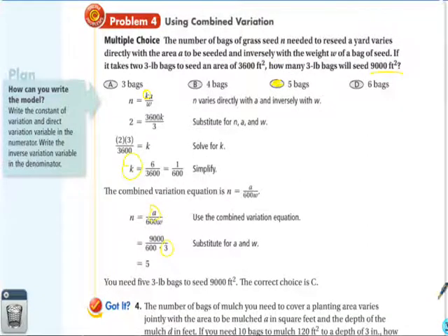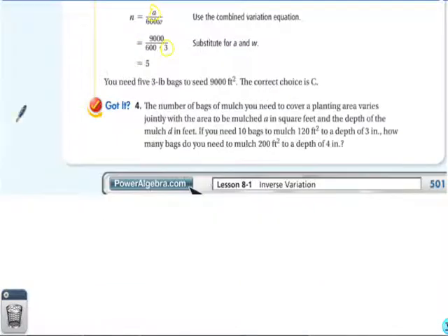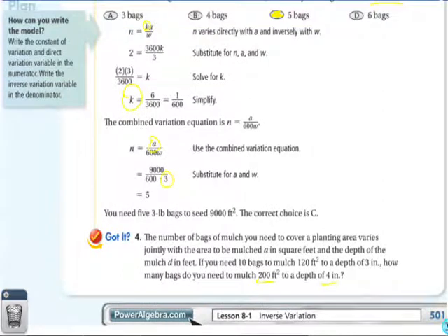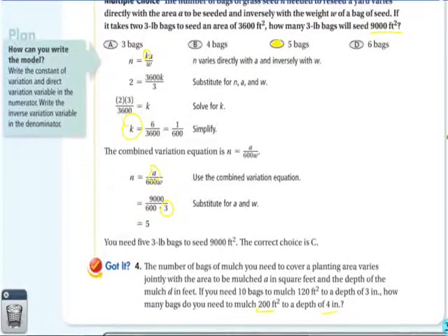Okay, let's take a look at this practice one. The number of bags of mulch you need to cover a planting area varies jointly with the area to be mulched, in square feet, and depth of mulch in D feet. If you need 10 bags to mulch 120 square feet to a depth of 3 inches, how many bags do you need to mulch 200 square feet to a depth of 4? Very similar problem, guys. We're just changing seed and stuff like that to mulch. Go ahead and try and get the setup there, and then tell me, how many bags do you need?